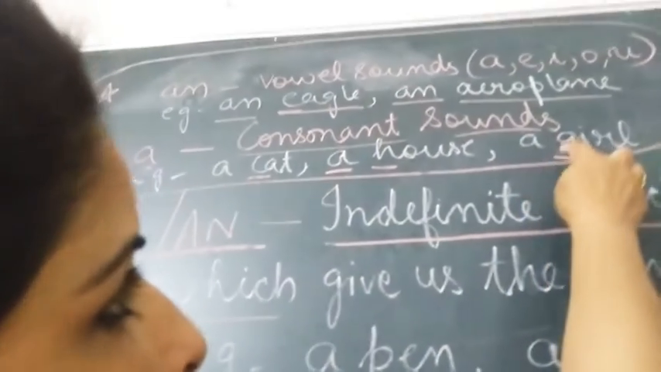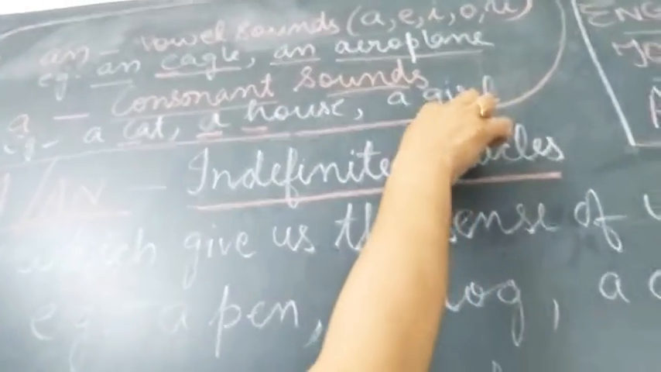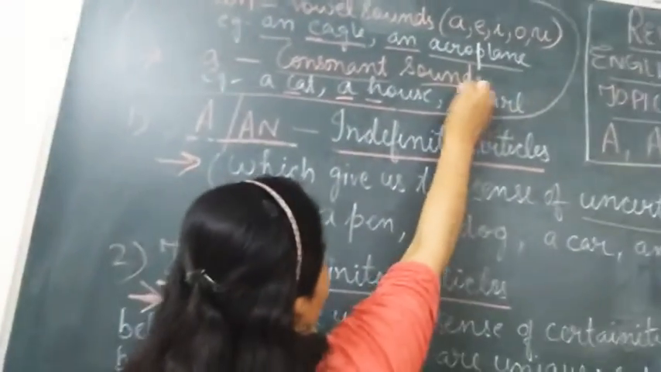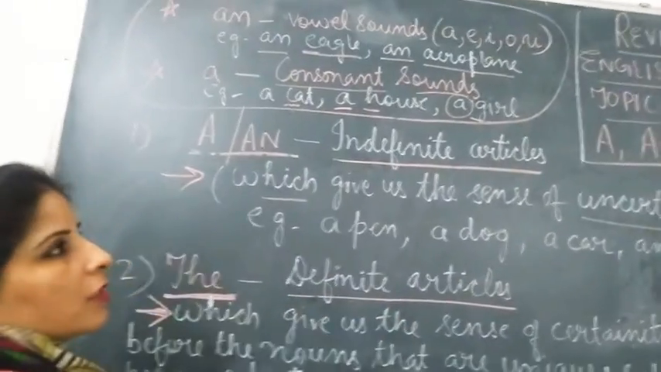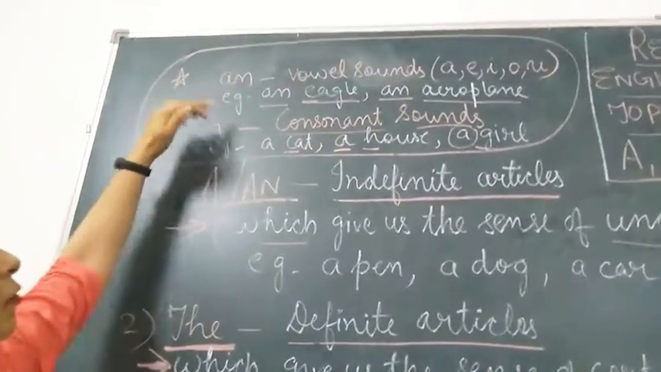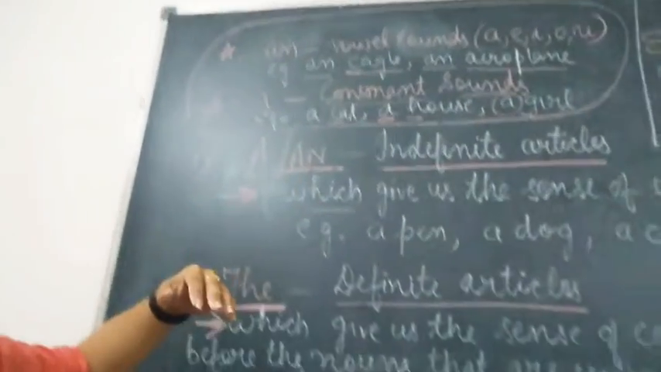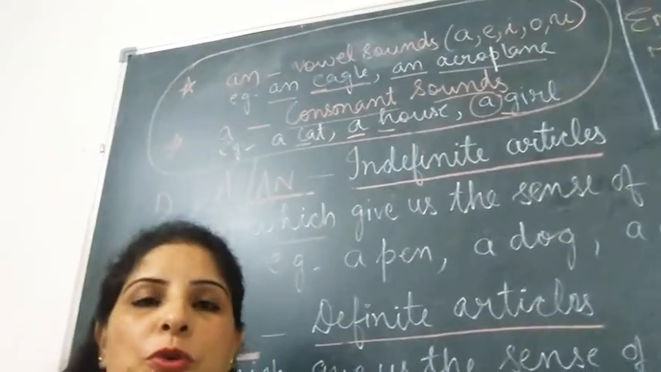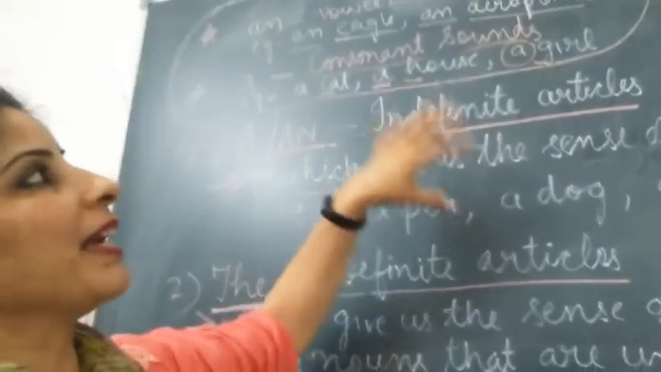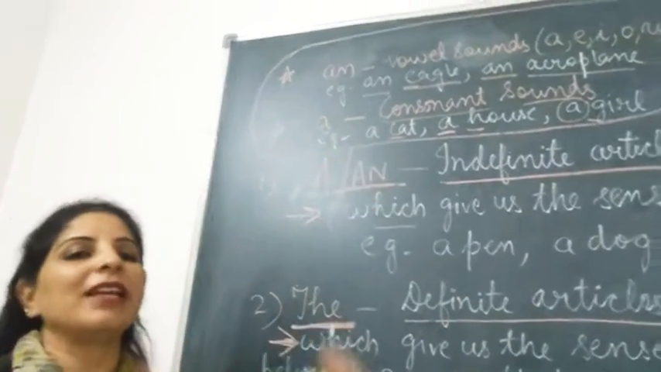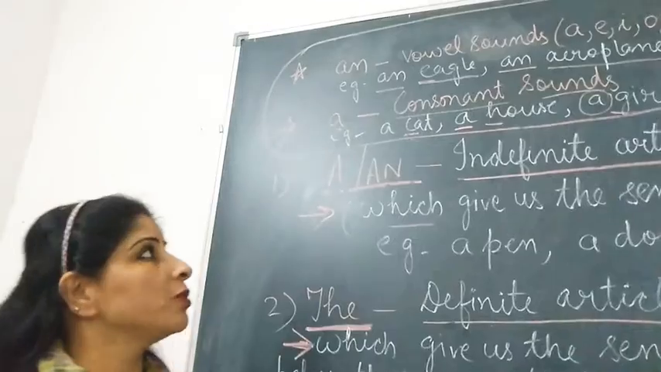Then same way here we have girl. Girl, G. G is giving us the girl sound. Girl is not a vowel sound. So we have used a here, right? So I hope it is clear to you, right? So where do we use a? Where do we use an? We need to see the sounds. We need to pronounce those words. We need to check the pronunciation of those nouns, right? If we get the vowel sounds, we will use an. If we get the consonant sounds, we will use a.